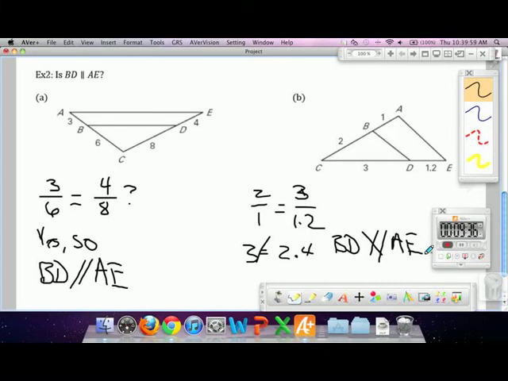I could ask you, like, your homework question may fill in an x here and say what value of x makes the line parallel to the third side. Find what x makes it proportional.